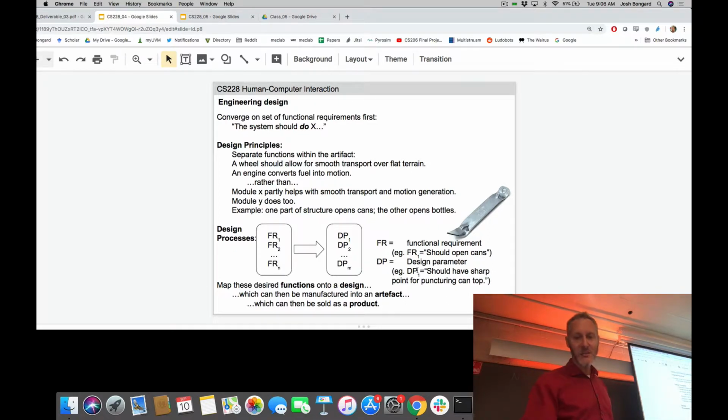And the specific design parameter here, the subscript tells us that this design parameter supports this functional requirement. If we want to open cans, we're going to do so by creating something that has a sharp point for puncturing the top of the can. Okay. So we create 2 functional requirements. We have 2 design parameters, one that describes this thing and a second design parameter that describes this thing. We put them together on a metal bar and we have the world famous bottle and can opener. There is a constraint that is now built into this device which has gone unspoken. What is the constraint?